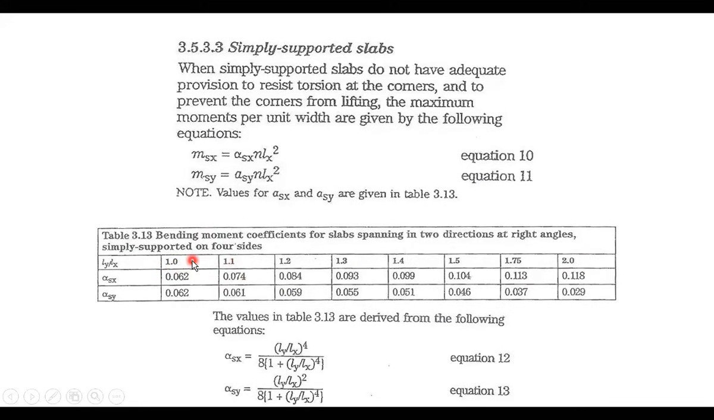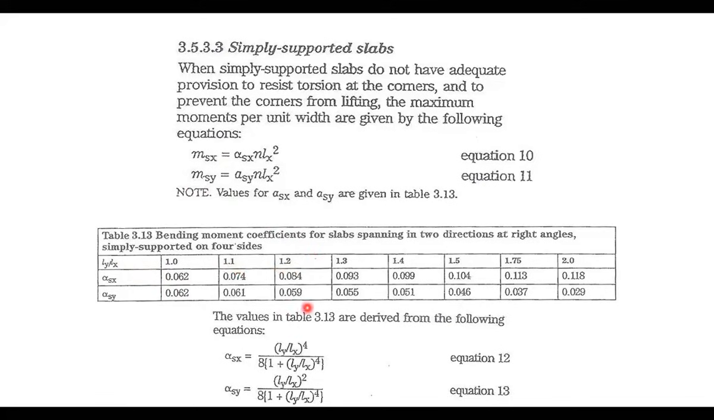Based on this ratio, you will have the coefficients, which are alpha sx and alpha sy in the second and the third row here. So, for example, if you have ly over lx equals 1.2, in this case, alpha sx equals 0.084, alpha sy 0.059. You just substitute these values into these two equations, 10 and 11. You get the moment in the short direction and the moment in the long direction. And once you have the moment, you can make your design using the regular equations, calculating K, calculating Z, calculating the area of steel.